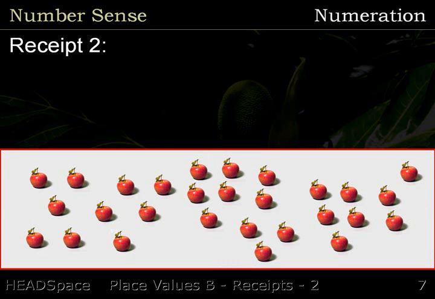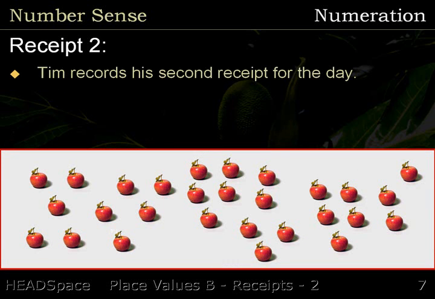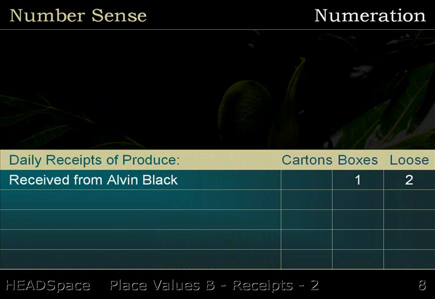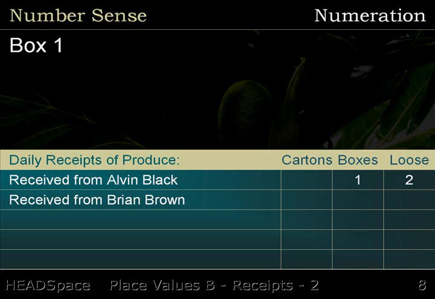Receipt 2. Tim records his second receipt for the day. Tim must count these loose apples to determine the number. Received from Brian Brown. Box 1. Tim counts.